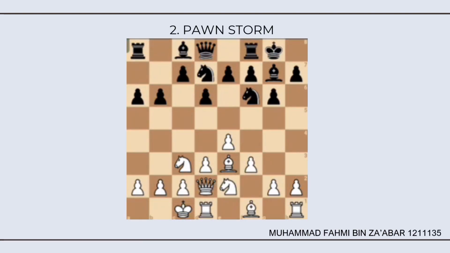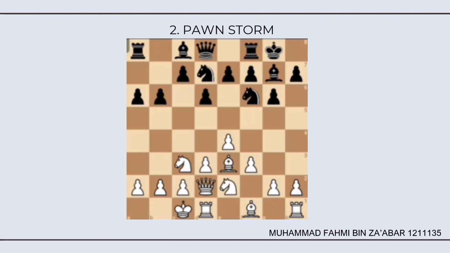Now let's move on to the second middle game strategy, which is the pawn storm. The pawn storm is to attack the opponent's king with pawns.